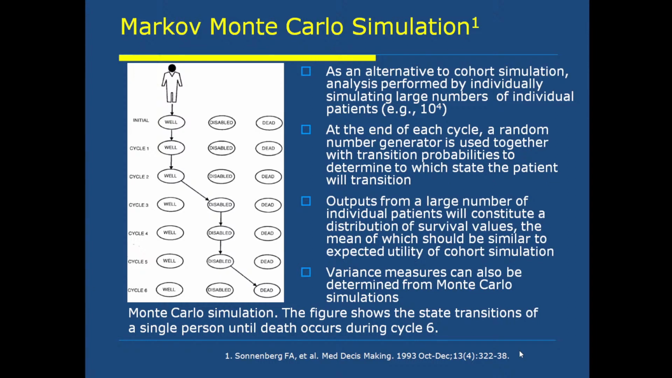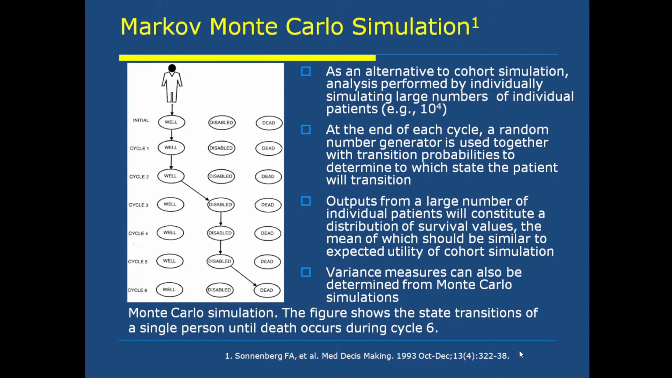In this figure, you see a Monte Carlo simulation, and it shows the state transitions of a single person until death occurs during some cycles. On this slide, you see 6 cycles. The first state of the patient is well, the last state of the patient is dead.